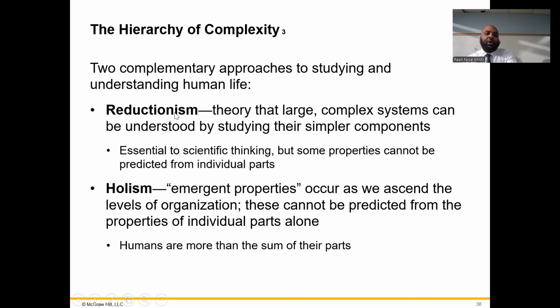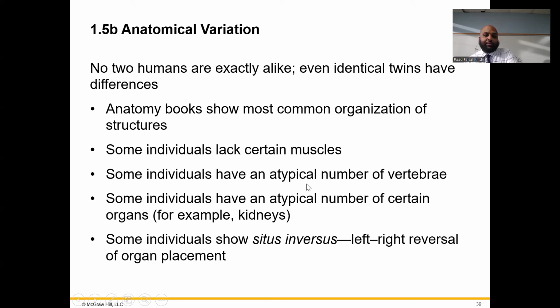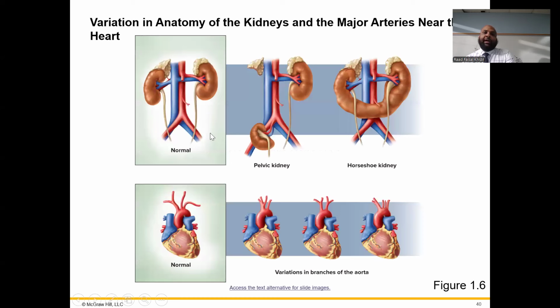There's holism. Holism is when we look at emergent properties, and they occur as we ascend the level of organization, and these cannot be predicted from the levels of individual parts alone. So humans are more than the sum of their parts. Okay, there is anatomical variation. Even identical twins are not the same. Even though they look alike, they are not identical in the sense of the word. The anatomy and physiology that we're doing today represents the majority of people.